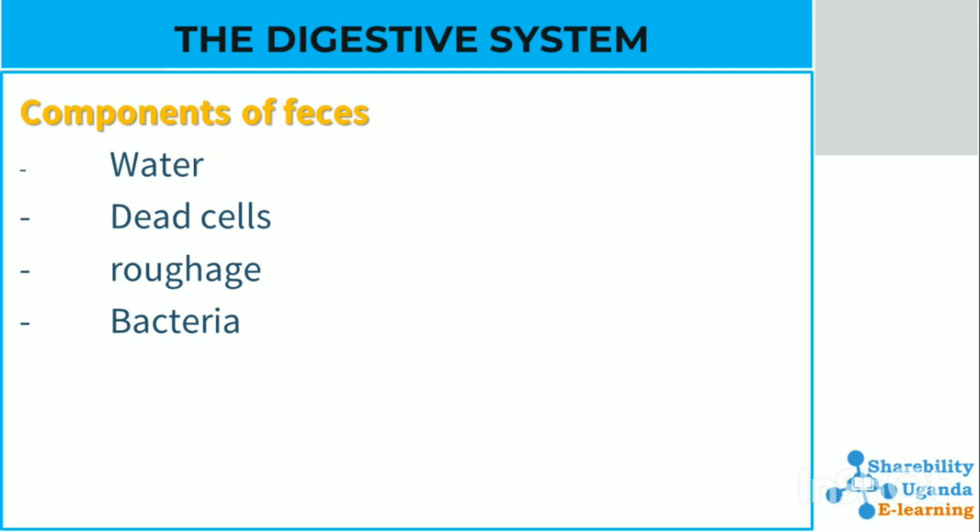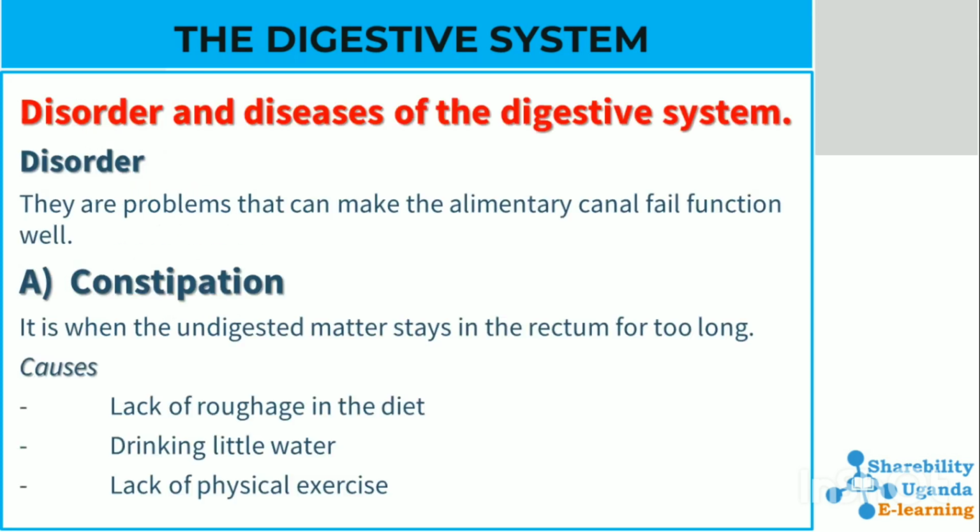Disorders and diseases of the digestive system. A disorder is a complication or problem that can make the alimentary canal fail to function well. They include constipation. It is when the undigested matter stays in the rectum for too long. Causes of this are lack of roughage in the diet, drinking little or no water, and lack of enough physical exercise.